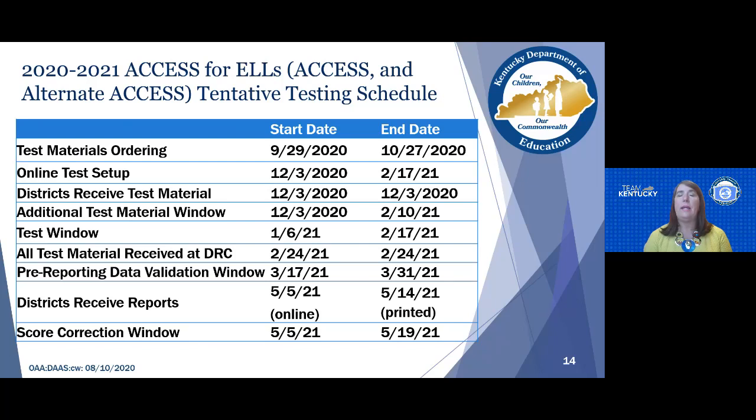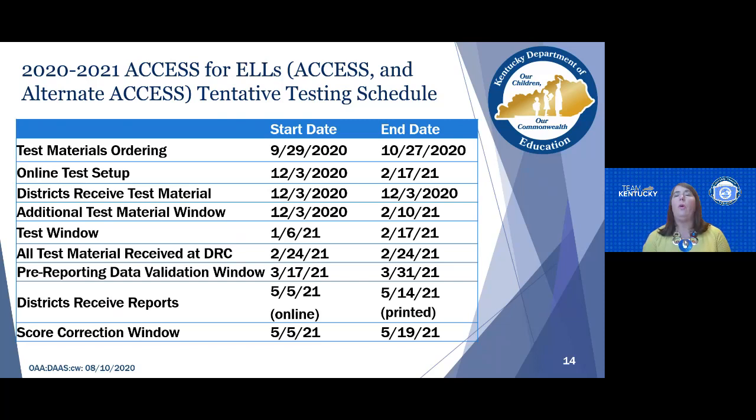the data review process for ACCESS and Alternate ACCESS that is happening now in SDRR, because of that January-February test window. We're able to do that data review process for you in August. And that is still going on. It started on August 7th through the 21st in SDRR. So make sure that you are doing that data review process as a district assessment coordinator.